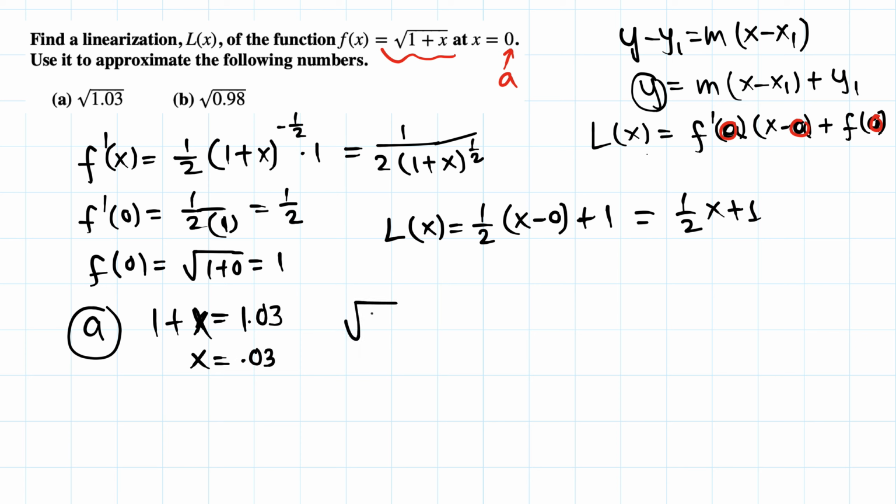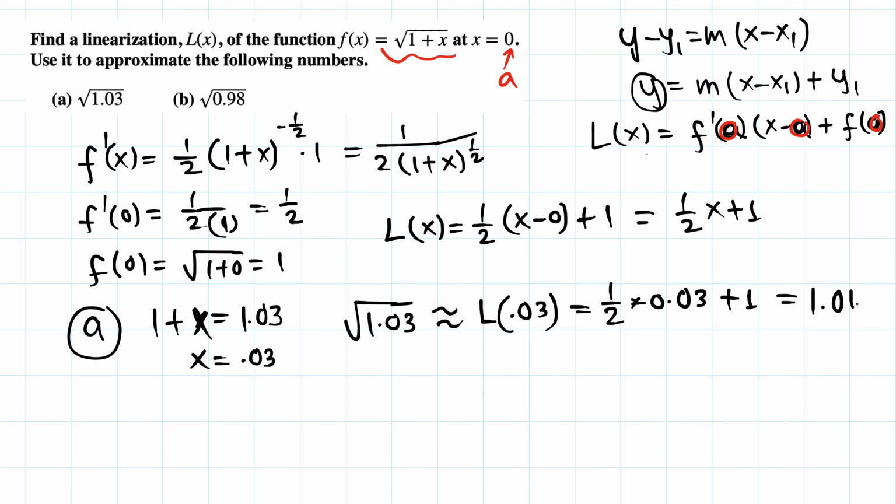Then the square root of 1.03 is approximately equal to this linearization L of x, where x is 0.03. That means this is equal to 1/2 times 0.03 plus 1, and using our calculator, 1/2 times 0.03 plus 1 will be 1.015.